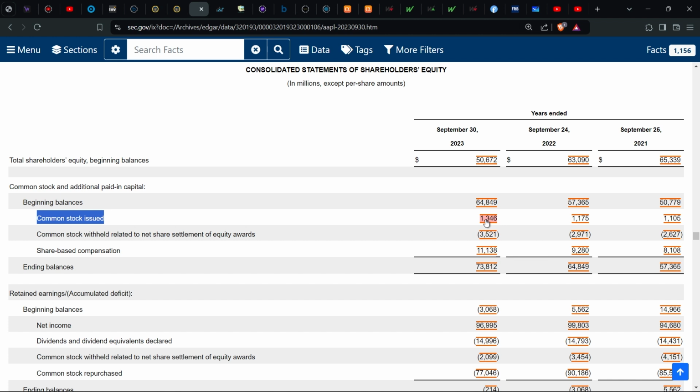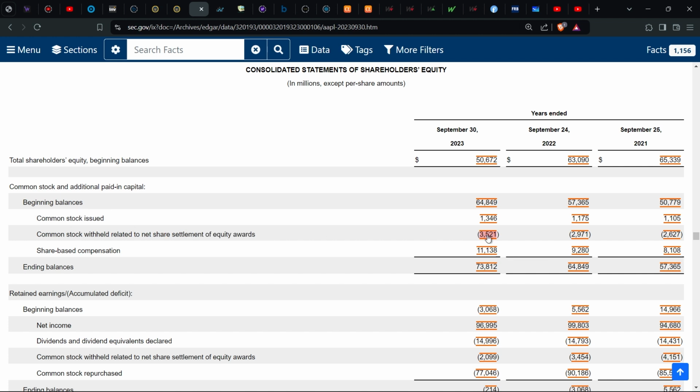As you know, companies do raise money by issuing new stock. So whenever they issue new stock, they sell them and get money for their operations. This value is showing that the beginning balance was $64 billion in common stock for the previous financial year. This is the beginning balance for the latest one, and they issued an additional $1.3 billion in stock.